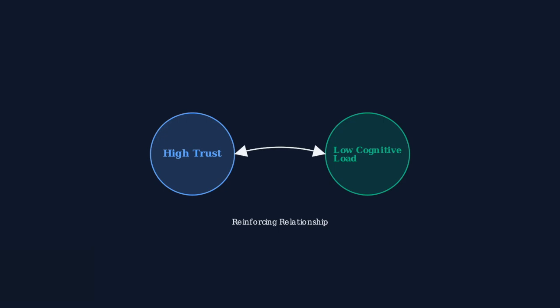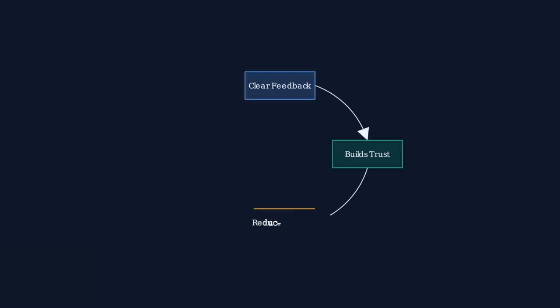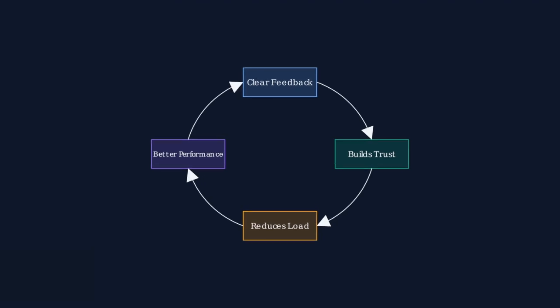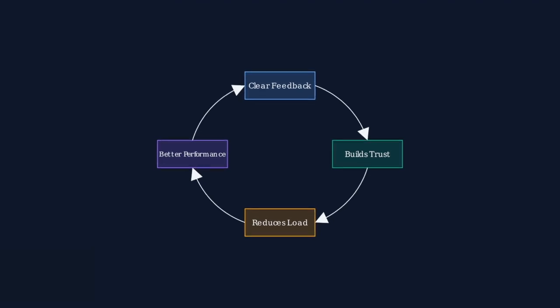The relationship between trust and cognitive load is powerful. When users trust a system, they spend less mental energy worrying about whether it will work correctly. When cognitive load is low, users can focus on their goals rather than figuring out how to use the interface. Effective feedback loops create a positive cycle. Clear, timely feedback builds user confidence. Confident users experience less stress and mental fatigue. Lower cognitive load leads to better task performance and higher satisfaction, which further reinforces trust in the system.